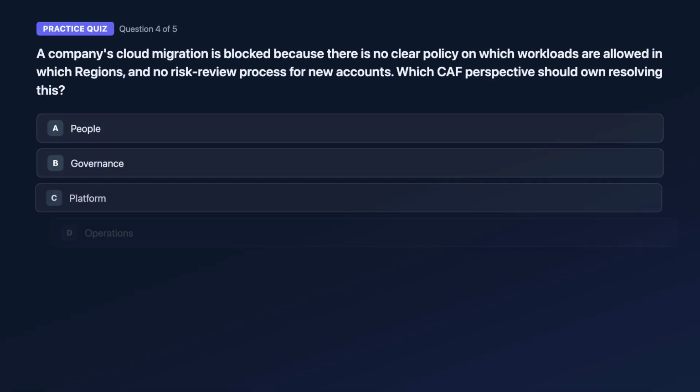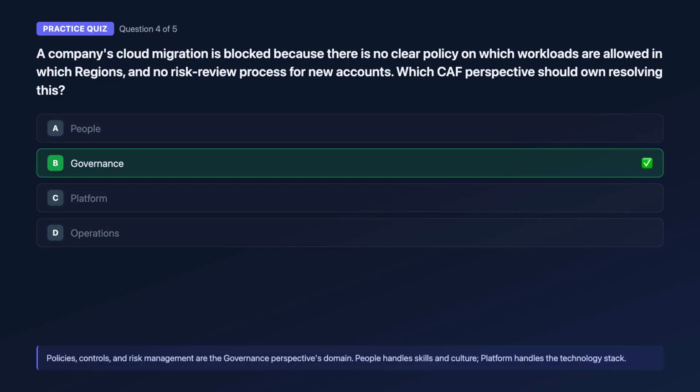Question 4. A company's cloud migration is blocked because there is no clear policy on which workloads are allowed in which regions, and no risk review process for new accounts. Which CAF perspective should own resolving this? A, People, B, Governance, C, Platform, or D, Operations? Run the decision rule from earlier before you answer.